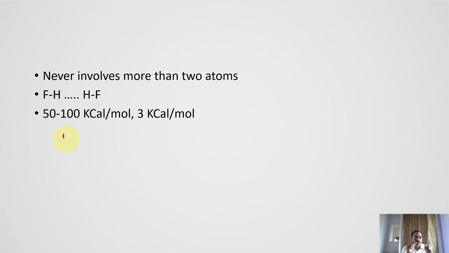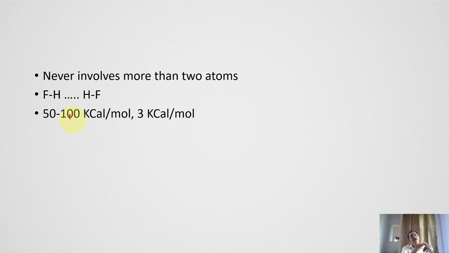The dissociation energy in case of a covalent bond is 50 to 100 kilocalories per mole. And what about these 3 kilocalories per mole? These 3 kilocalories per mole is the dissociation energy of the hydrogen bond here. So what is the difference? Why has the difference come? Because the covalent bond is so strong, whereas the hydrogen bond is weak. Since it is weak, it is enough if you give 3 kilocalories, it will break.